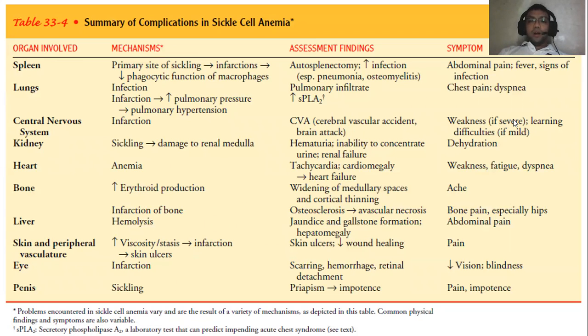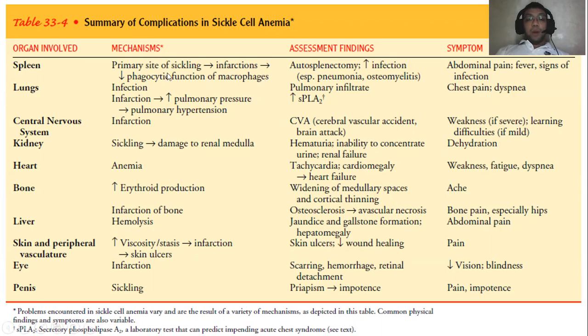Now, one of the dangerous complications that the patient may have would be CVA or cerebrovascular accident or stroke due to the blockage of the blood vessels. That's one of the things that can occur.